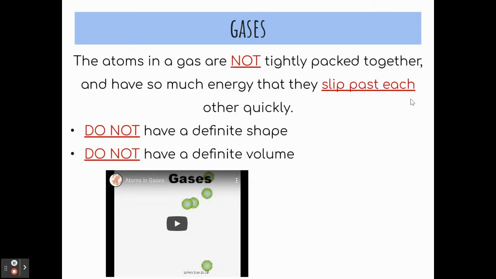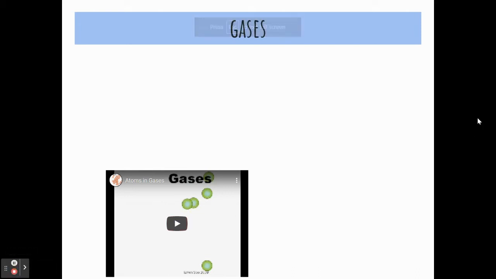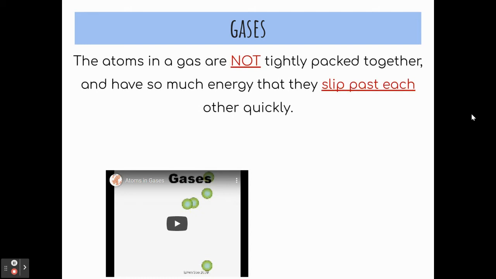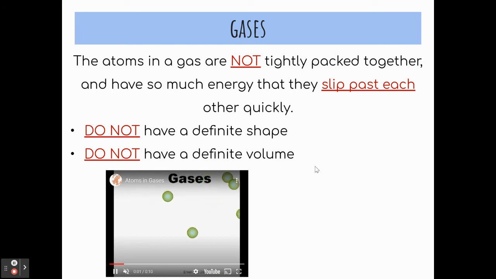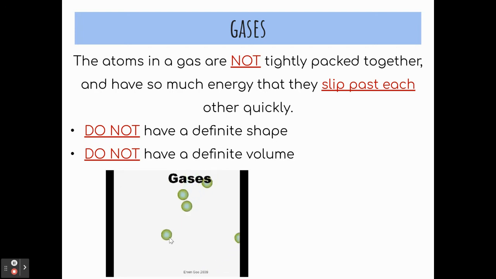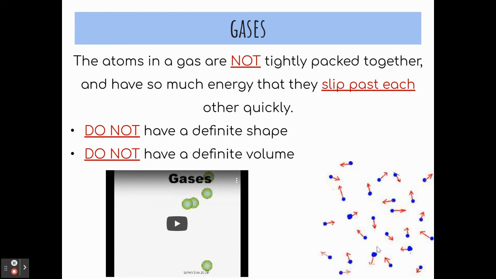So gases. The atoms in a gas are not tightly packed together and have so much energy that they slip past each other very quickly. This means that they do not have a definite shape and they do not have a definite volume. If you look at this, the gas molecules and atoms are just bouncing and moving around everywhere. It's another image illustrating that they're just moving everywhere.